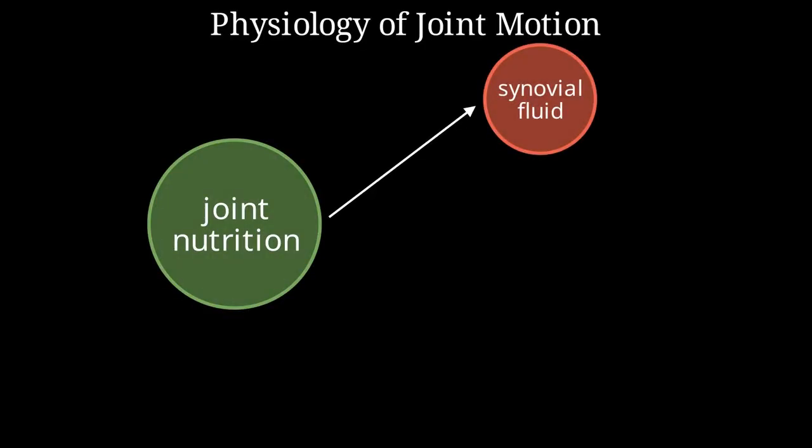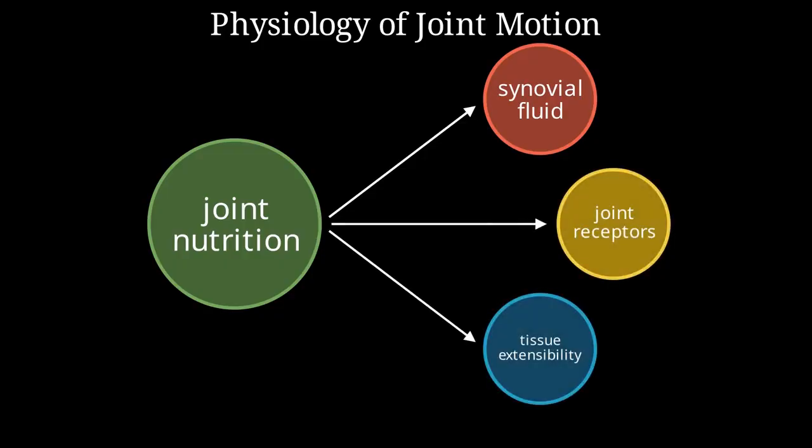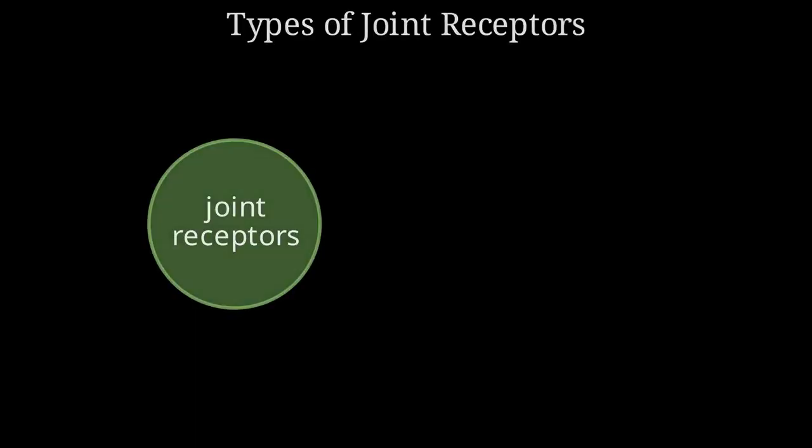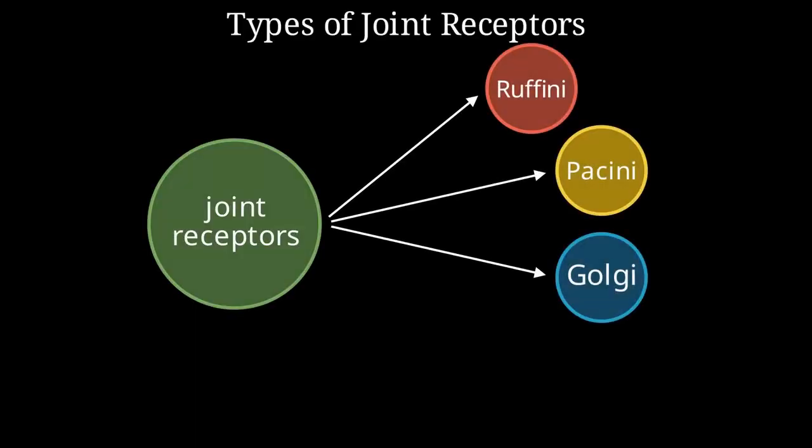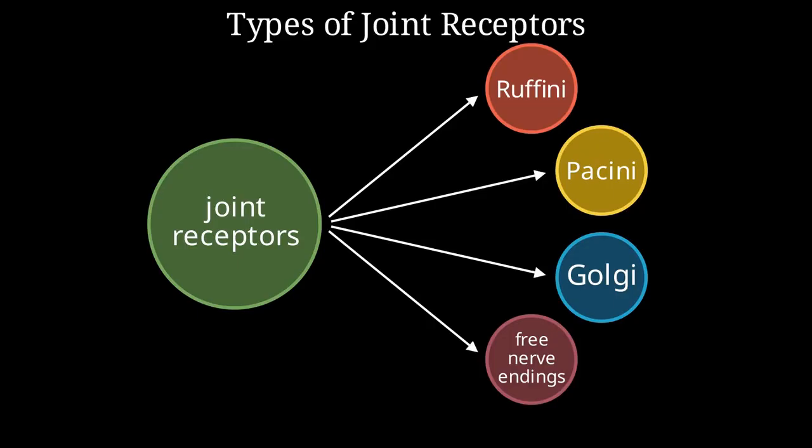Joint surfaces receive nutrition from synovial fluid, which circulates due to joint movement and compression. Normal mobility maintains tissue extensibility and prevents contracture. Joint receptors provide position and movement sense and are activated by different stimuli, contributing to joint health. There are 4 types of joint receptors: type 1, Ruffini, for postural sense; type 2, Pacini, for dynamic sense; type 3, Golgi, for inhibitive response; and type 4, free nerve endings, for nociception. Each type responds to different stimuli and is located in specific joint tissues.